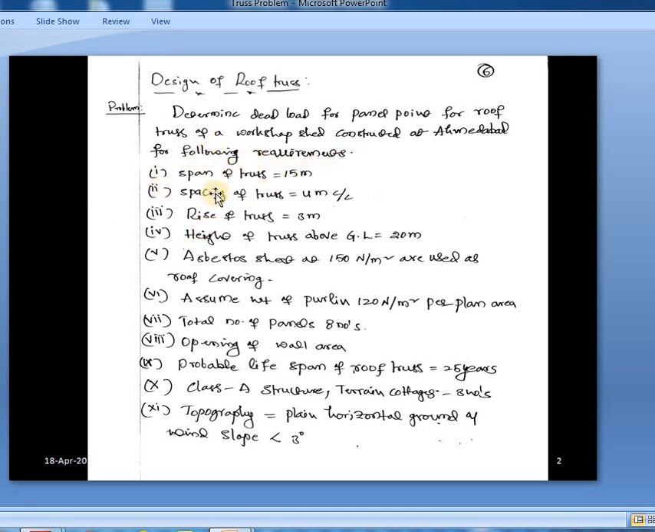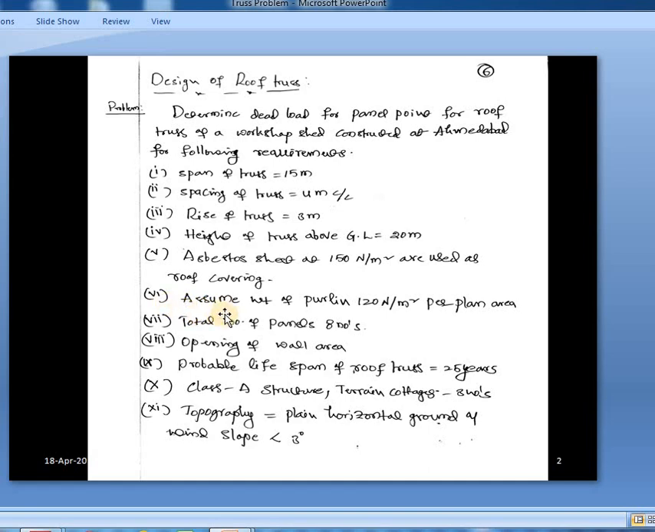What is the given data? The span of truss he has given is 15 meters, spacing of truss 4 meters center to center, rise of truss 3 meters, height of truss above ground level 20 meters, and asbestos sheets at 150 Newton per meter square are used as roof covering.